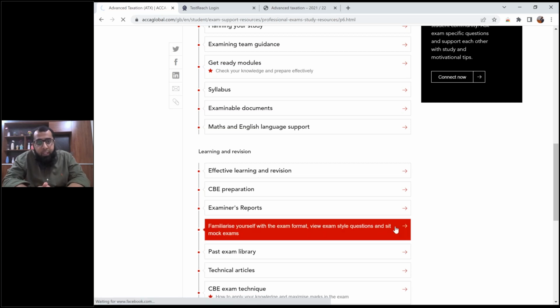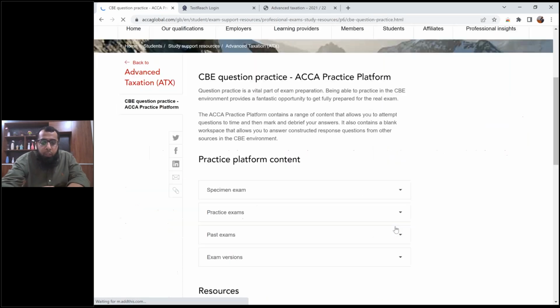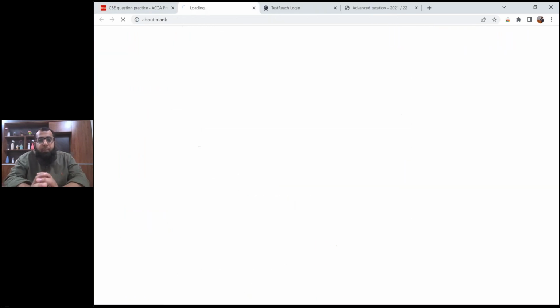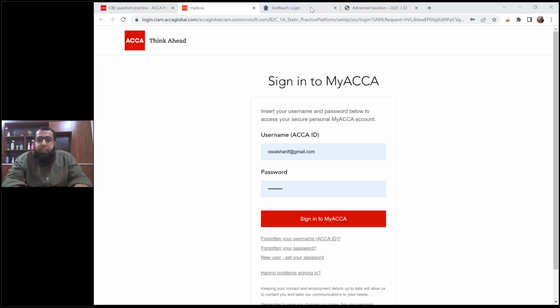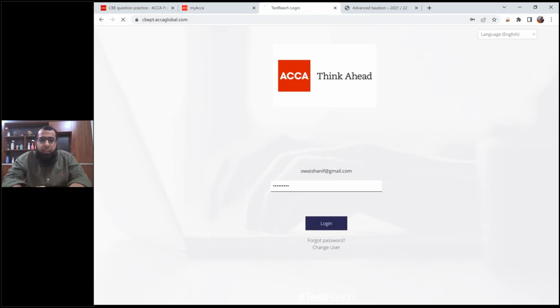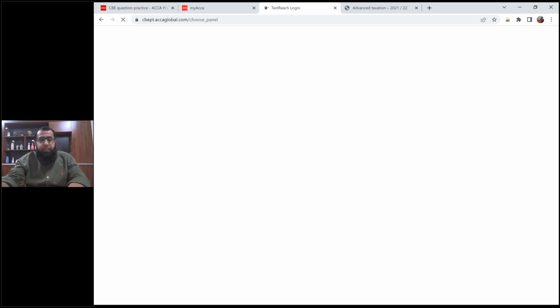You will click here. Okay, once you click here, you will go to the login to the practice platform, launch the external site, which is the CBE practice platform website, and then you will log in through your ACCA credentials. Okay, so I will start my login through this Test Reader system. You will enter your login details and you will be transferred to this screen. Okay, here is the login. Just a second while it gets logged in.